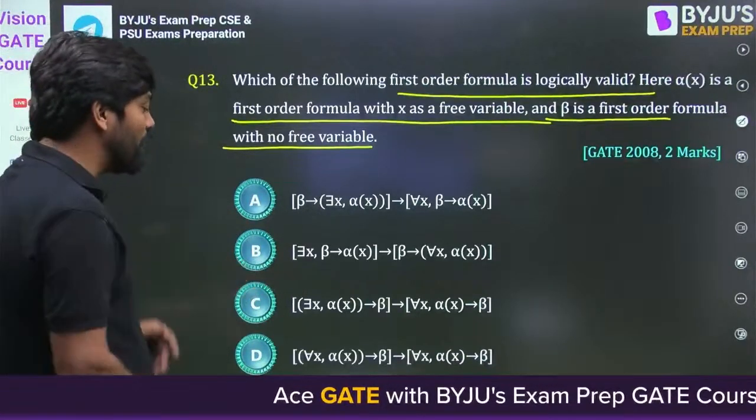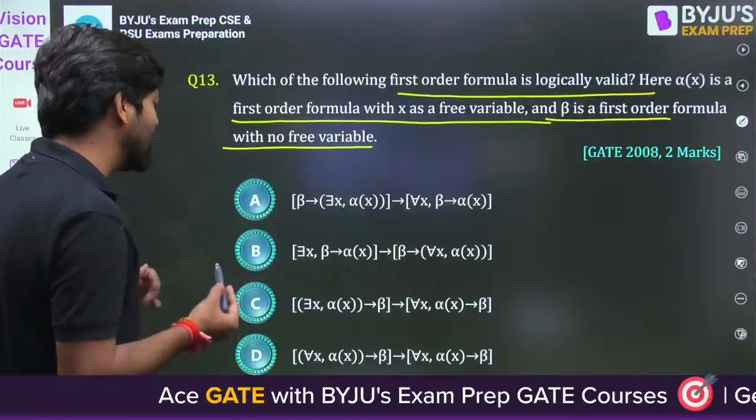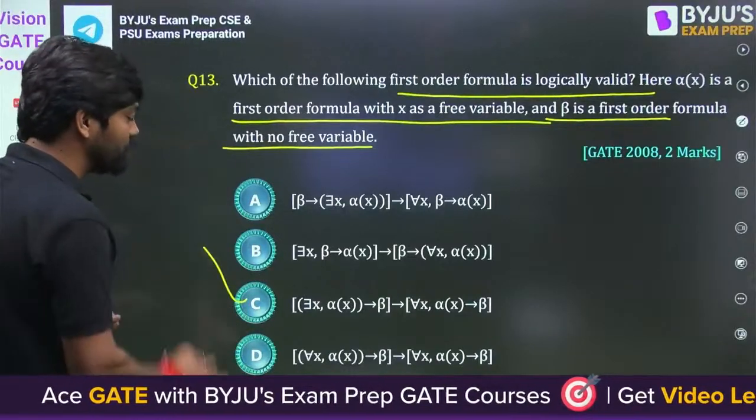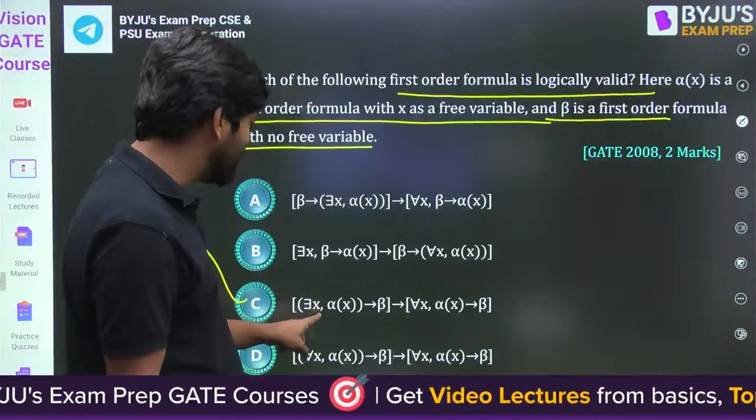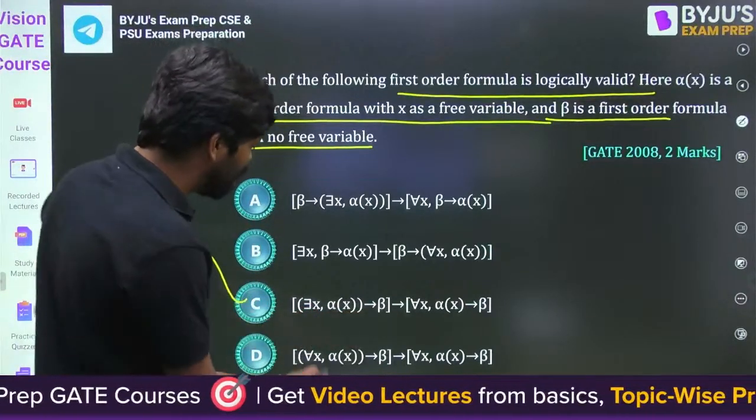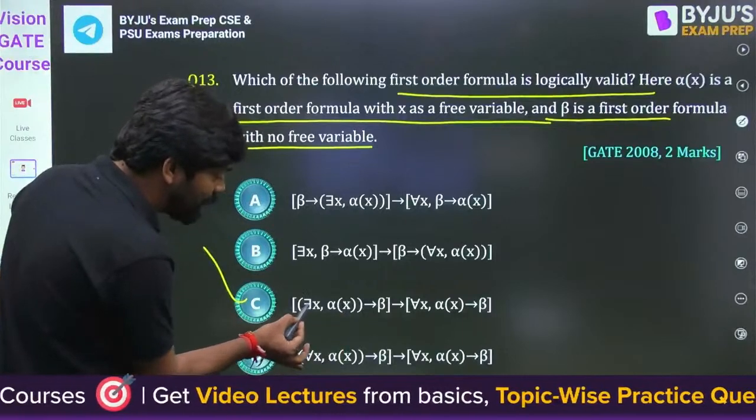See here. So let me tell you how you can solve the question. Any one you can take. Let me take C. C is the right answer for this one. If you see clearly, there is nothing but there exists x, alpha x implies beta. See here, see the bracket. देखो bracket कहाँ पे? There exists x alpha x.